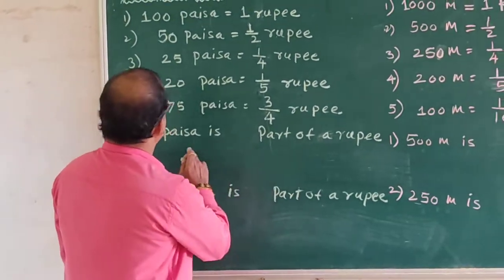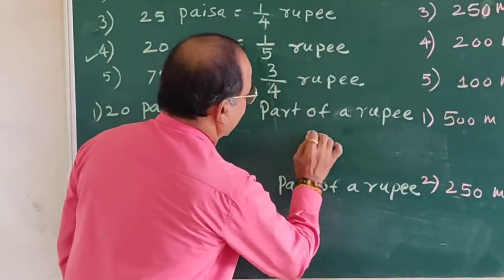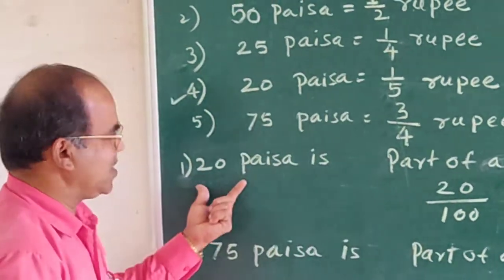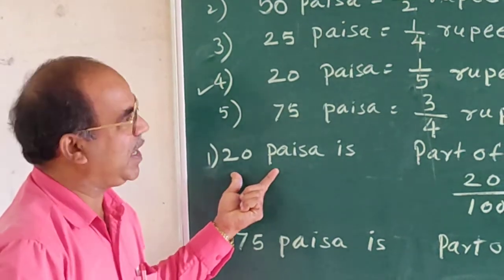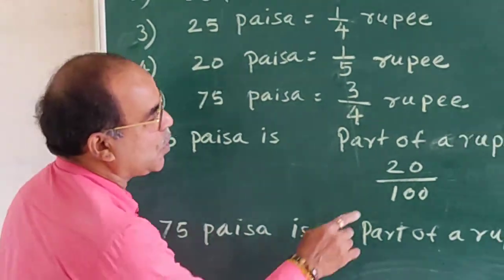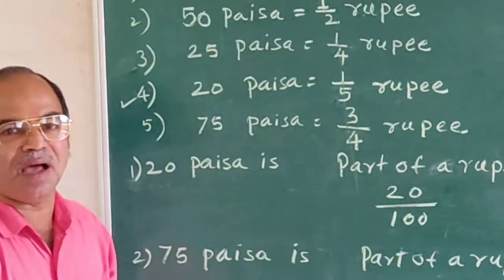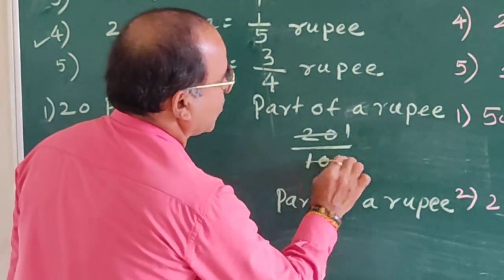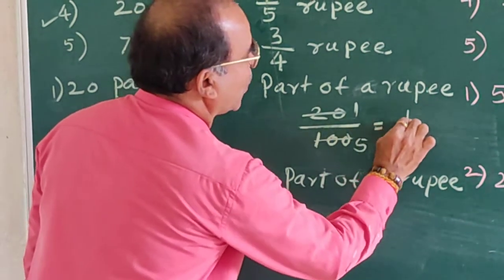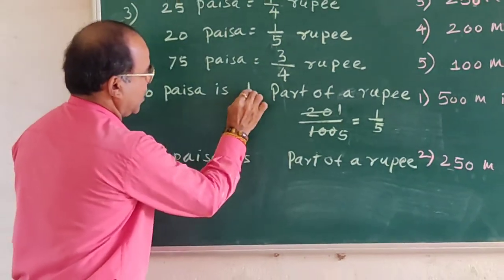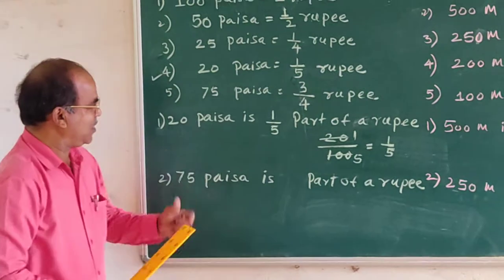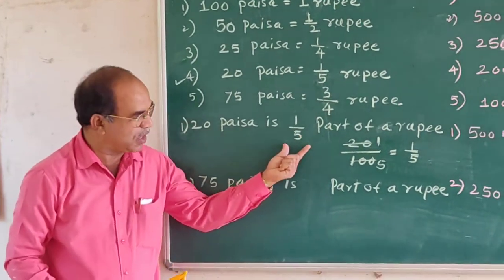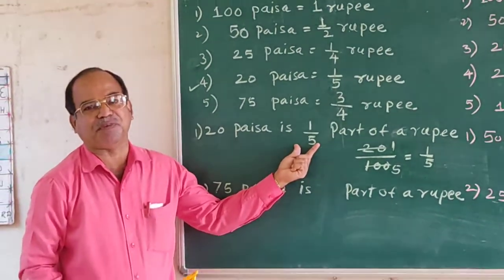So we are finding 20 upon 100. 20 means it is given 20 paisa. We are finding what part of rupee it is. So for 1 rupee how many paisa? 100 paisa. So 20 divided by 100. Dividing by 20, 20 upon 100 is equal to 1 upon 5. So that means 20 paisa is a 1/5 part of rupee. So you learned today how to find this 1/5 part.